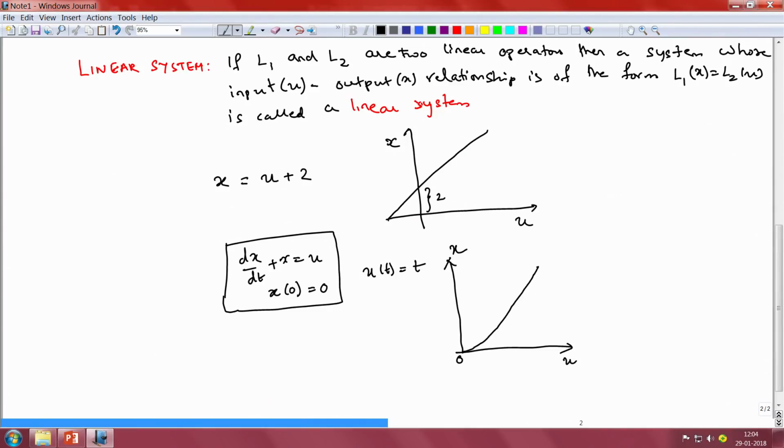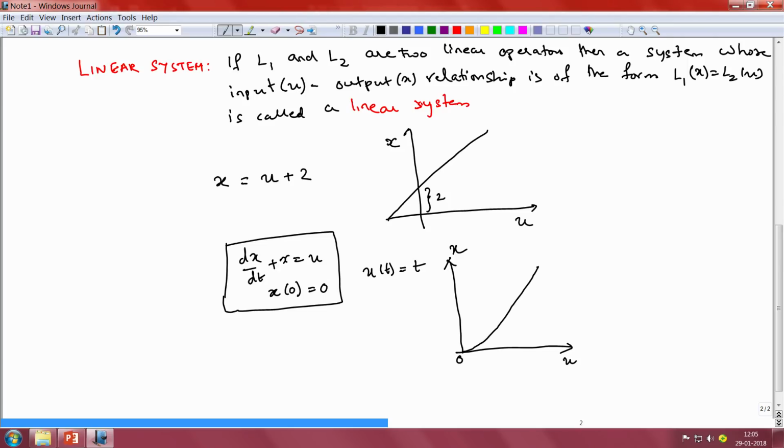So, here are therefore two counterintuitive examples, one where the input output relationship is a straight line, but because it does not have a 0 intercept either with the x axis or with the y axis, it is actually not a linear system. And in the other case where the input output relationship is not a straight line, it is a nonlinear curve, but when you look at a differential equation relating the input to the output, it satisfies superposition and scaling, and therefore the system can be considered as a linear system.